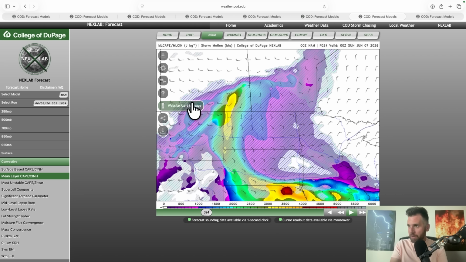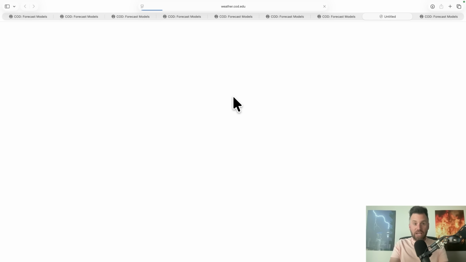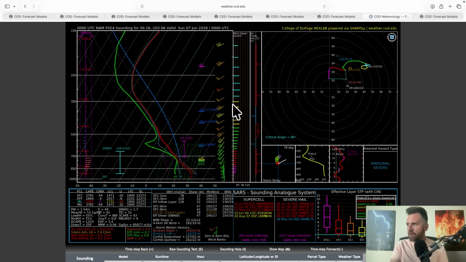If we look at this map here and we click on the map, we can actually go and assess. Now, what's going to pop up here is a couple of diagrams. They may seem a little bit overwhelming at first, but I'll try to make it simple and break it down here.